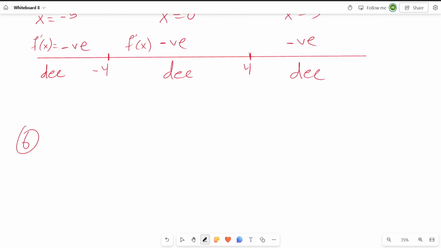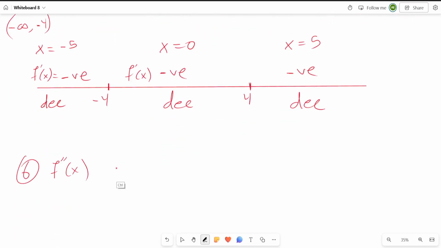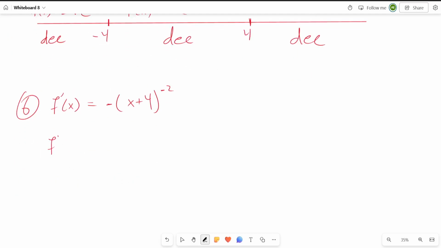Let's do the final part, which is getting f double dash of x, meaning that I will need to differentiate this once more. So let's write f dash of x first as negative x plus 4 power -2. And let's find f double dash of x. Power times coefficient, -2 times -1 is going to equal to 2 into x plus 4 power -3 times differentiation of what's inside, which is 1. So times 1, or I can just leave it like this. So this is equal to 2 over x plus 4 power 3.